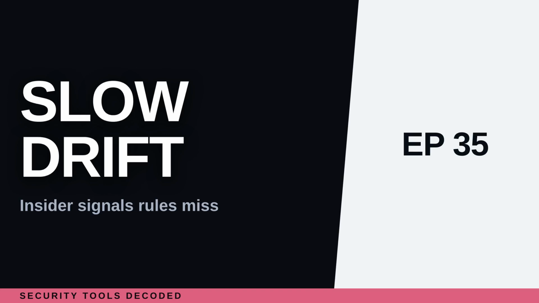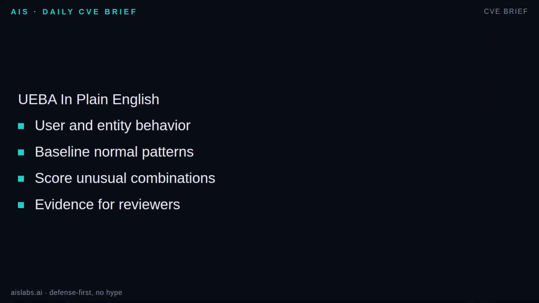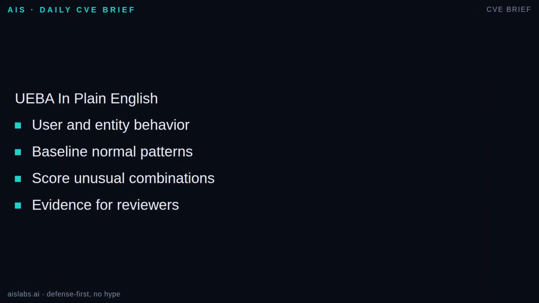UEBA exists for that gap. Slow drift that rules were never built to see. UEBA means User and Entity Behavior Analytics. In plain English, it learns what normal looks like for accounts, devices, service accounts, and teams, then scores behavior that moves away from that normal. It is not a lie detector. It does not read minds.